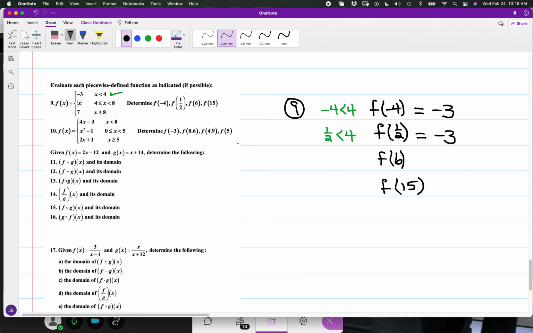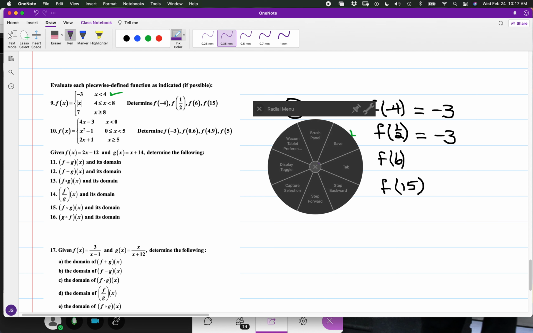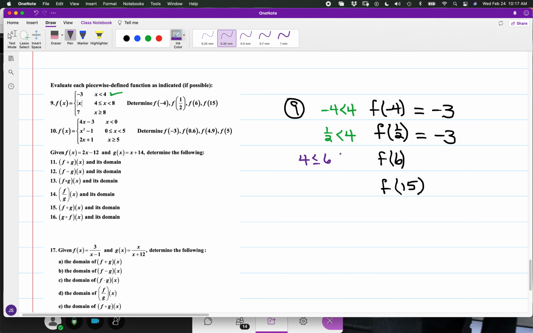Now in the case of 6, 6 is not less than 4, but 6 does fall between 4 and 8. So to say that 4 is less than or equal to 6, which in turn is less than 8, that is going to be true. So you have this case arise. For any input that falls between 4 and 8 in this manner, we're going to take the input's absolute value. So with x at 6, f of 6 is equal to the absolute value of 6. And that in turn comes out to 6.